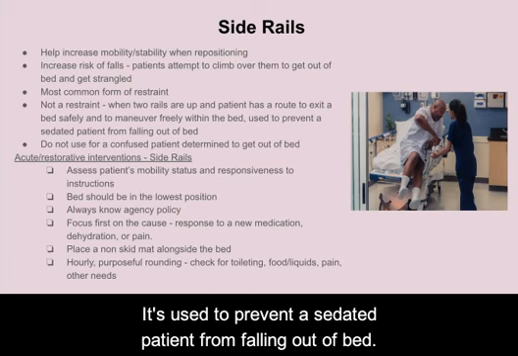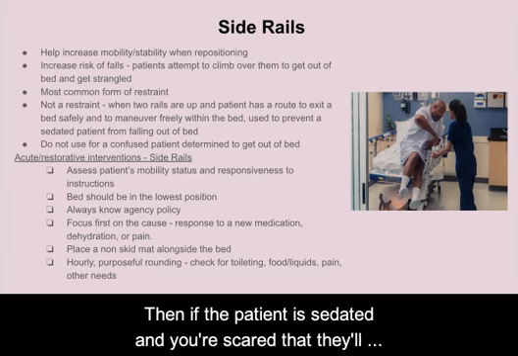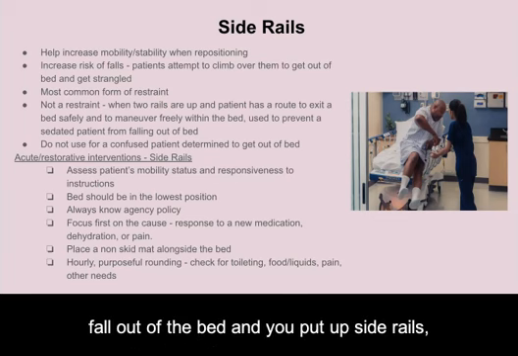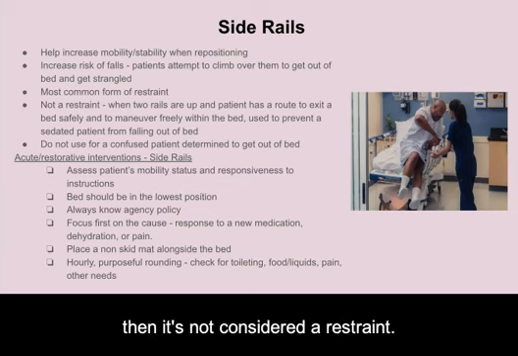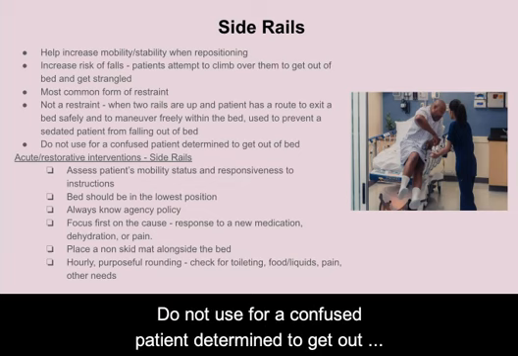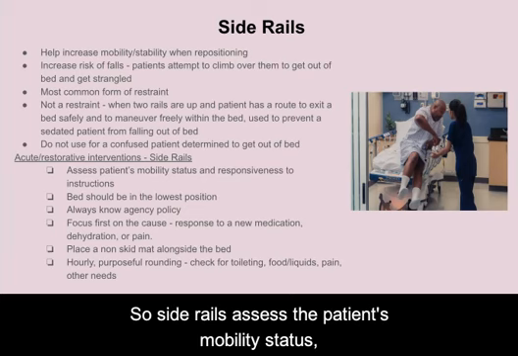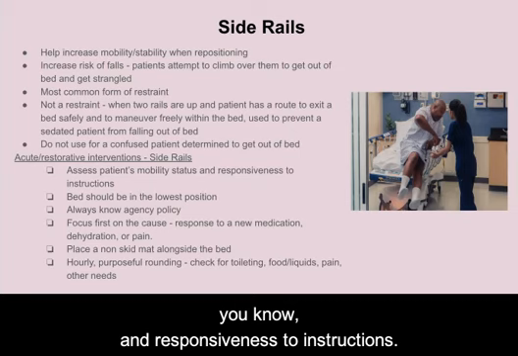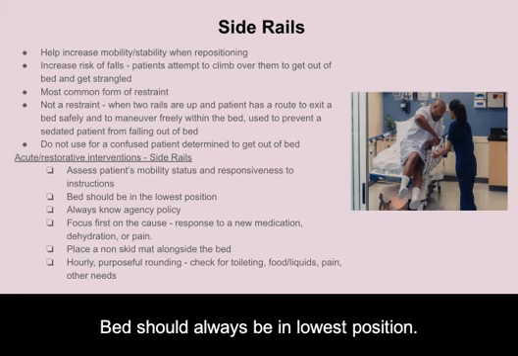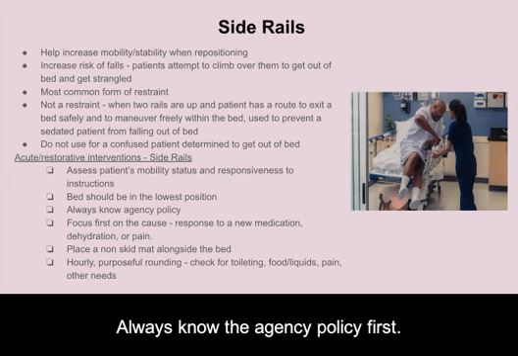In that case, it's not considered a restraint. It's used to prevent a sedated patient from falling out of bed. If the patient is sedated and you're scared that they'll fall out of the bed and you put up the side rails, then it's not considered a restraint. Do not use for a confused patient determined to get out of bed because they will try to go over them and they'll get strangled. So side rails. Assess the patient's mobility status and responsiveness to instructions. Bed should always be in lowest position. Always know the agency policy.